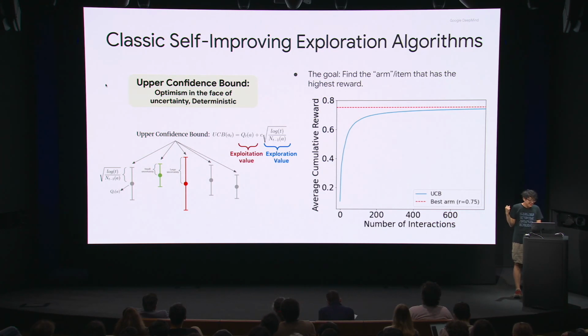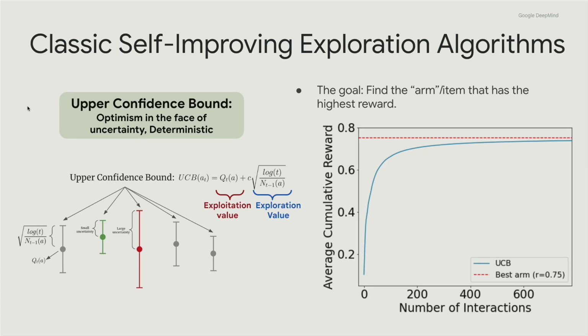So I just want to quickly introduce you to one of these classic algorithms, the upper confidence bound algorithm. The upper confidence bound algorithm explicitly calculates the exploration and exploitation value for each of the items here. You can see on your left side there are 5 items, and the confidence bound indicates the estimated reward distribution for each item.